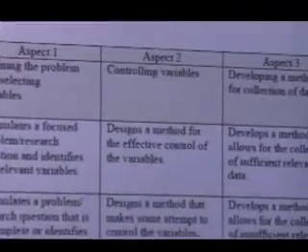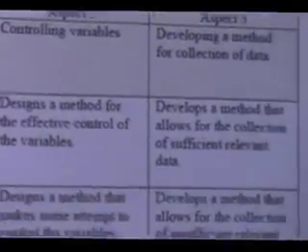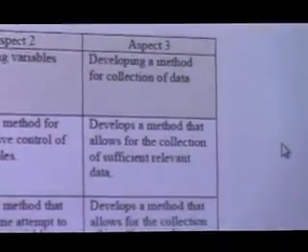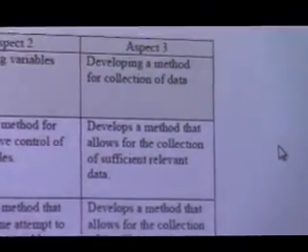Designs a method for effectively controlling the variables. In other words, those things that you don't want to change, make jolly well sure that you don't. So, for example, when we've done resistance of a wire, it's a jolly good idea not to have the whole thing getting hotter and hotter and hotter, for safety reasons amongst others. And then the third part: develops a method that allows for the collection of sufficient relevant data.